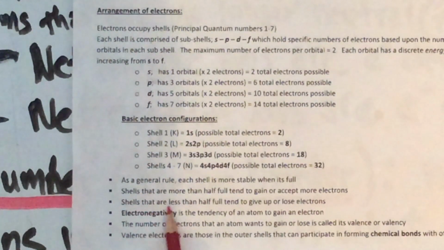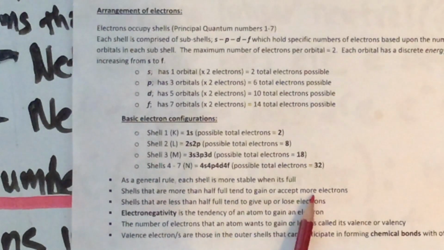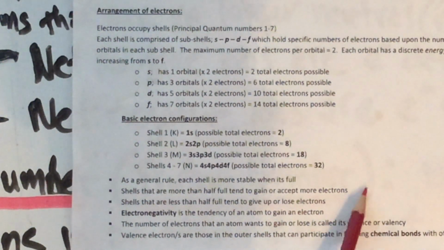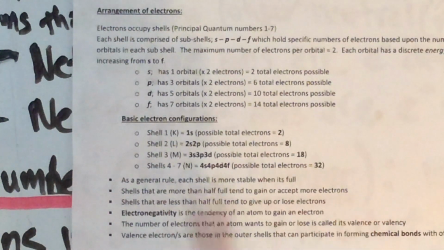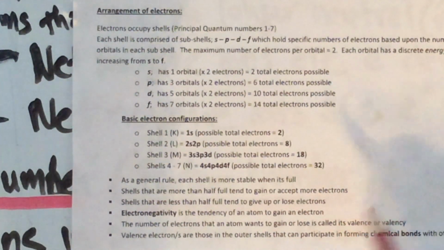And when the shells are more than half full, they tend to gain or accept more electrons, and that's where we're going to discuss something known as electronegativity here just shortly. And shells that are less than half full tend to give up or lose electrons. Okay, again, this all hinges around the term electronegativity, and I'll show you that on the periodic table of elements here in just a moment.